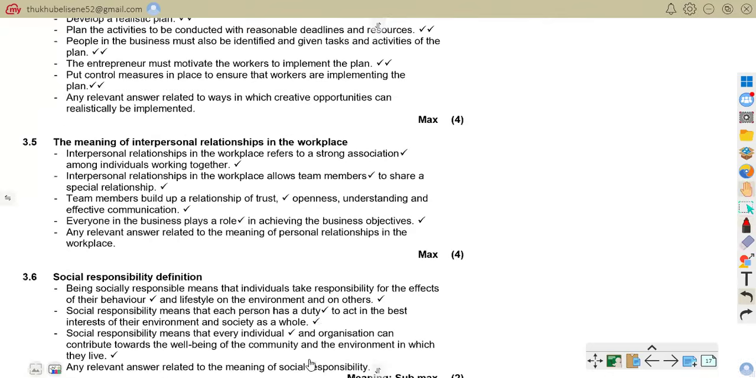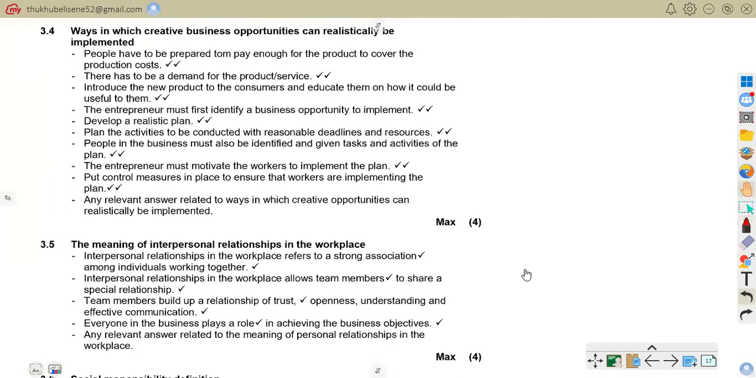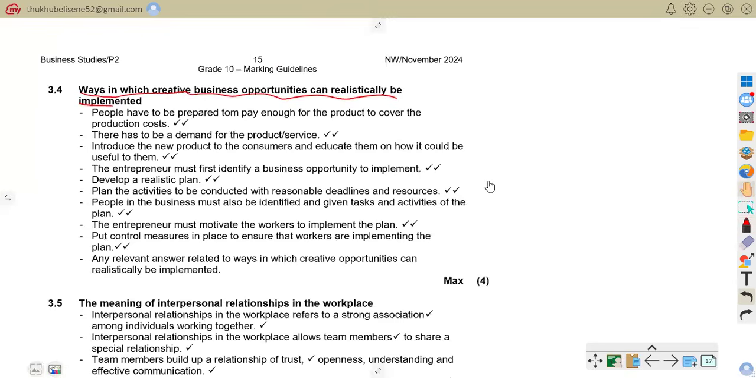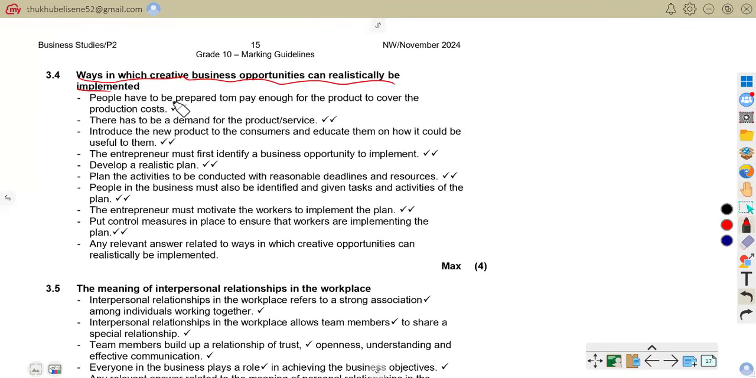So now let us attend to 3.4. Ways in which creative business opportunities can realistically be implemented. People have to be prepared to pay enough for the product to cover the production cost. There has to be a demand for the product or services. So our products should be demanded.